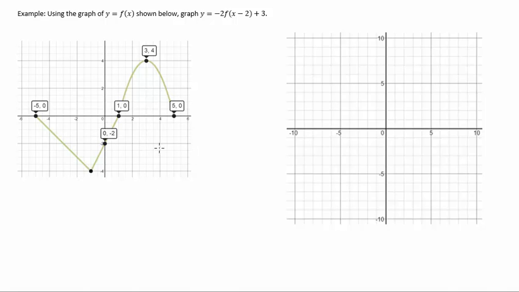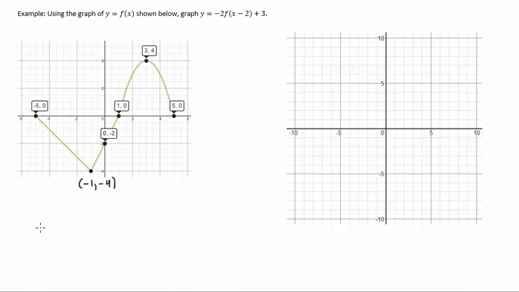Using the graph of f of x, which we have down here, graph y equals -2 times f of x minus 2 plus 3. So we're combining a whole lot of things here that we've done previously. This point down here is the only one not written, so there it is. And the first thing we need to do is just wrap our heads around what's happening here.